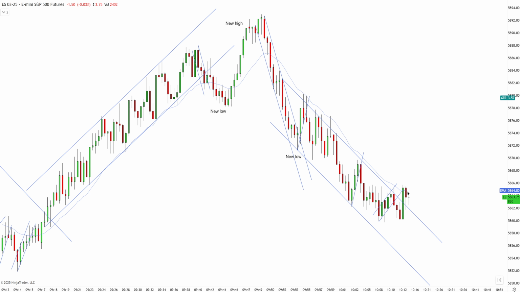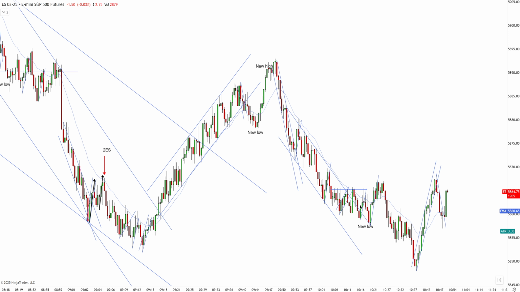It looks like two legs up, but the signal bar is just terrible. Inside bar with the tail at the bottom. So I'm looking for some additional pullback at the EMA here. So the big downtrend played out as well.